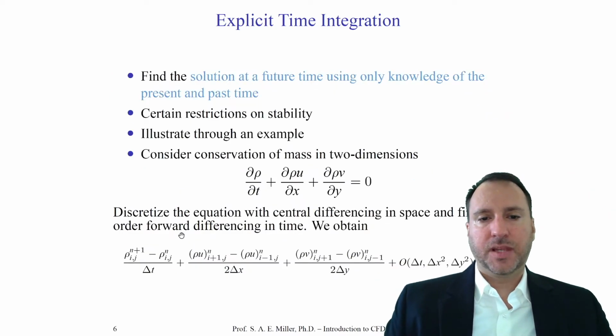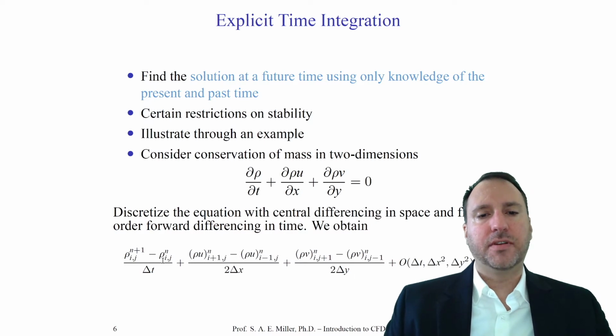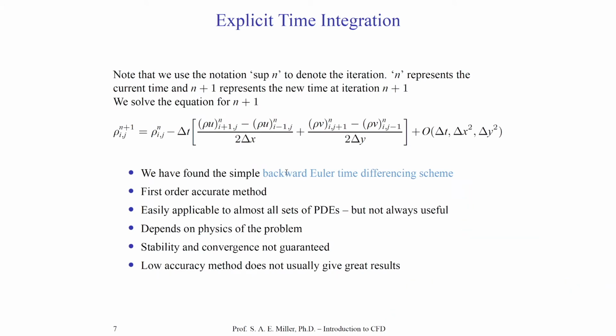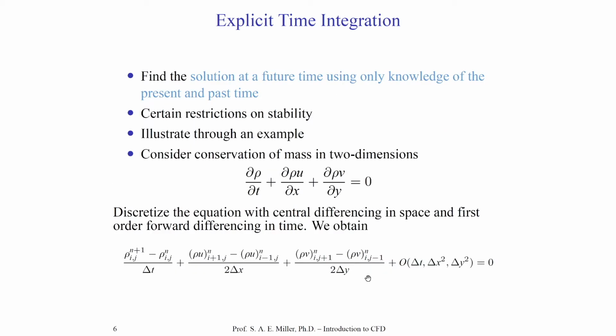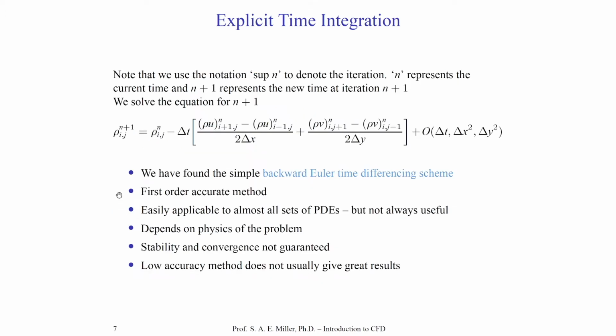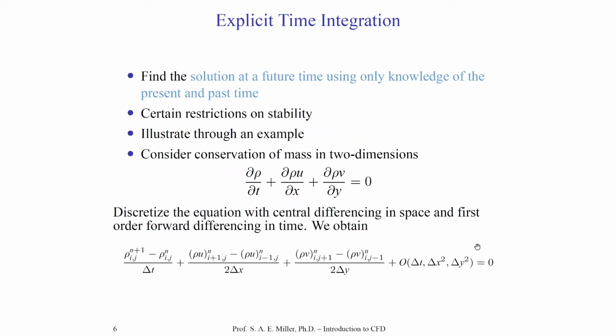We simply move the spatial terms to the right-hand side, multiply both sides by delta t, and add rho ij of sup n to both sides, and we'll isolate rho of ij n plus 1. That's what this equation is here. We have found what we call the forward Euler time differencing scheme, and I apologize, this is backward. It should be forward here. That's a typo. We call this a first-order accurate temporal method because, of course, the discretization is first order in time, as you see in the lower right corner. We have found a first-order scheme in time, as you see in the discretization with delta t.